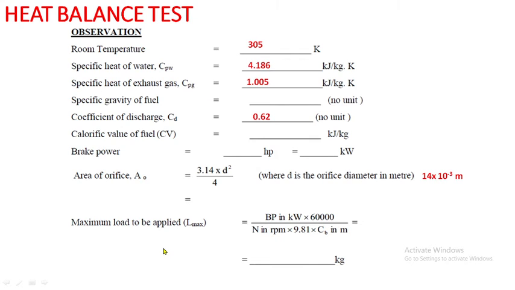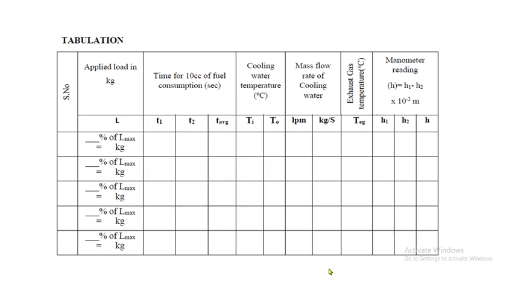The maximum load we know is 16.26 kg. We are going to take it as 16 kg as the maximum load. Here we will do the same model calculation for 25% load, which is 4 kg. For the time consumption, we accounted for 5 cc of fuel consumption instead of 10 cc. That's why it is 25 seconds. If you use 10 cc, it may be more than 50 seconds.